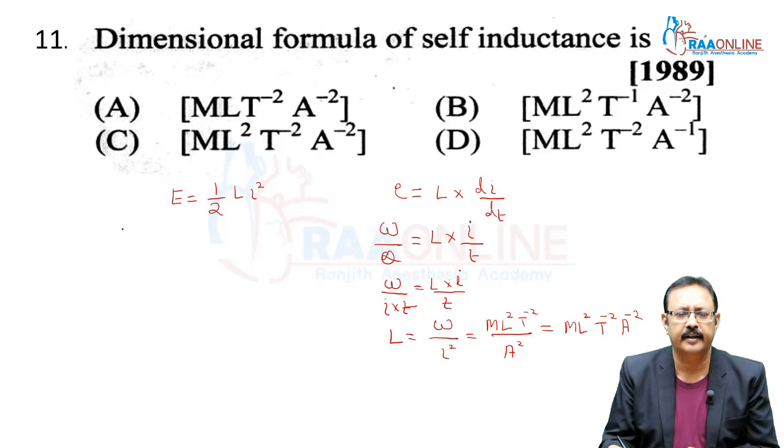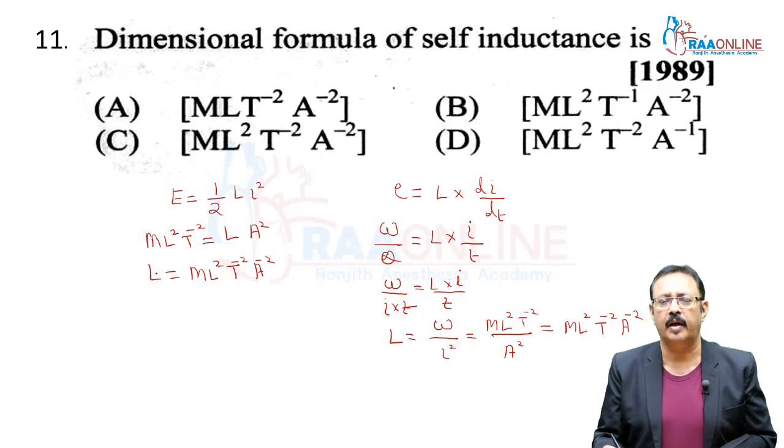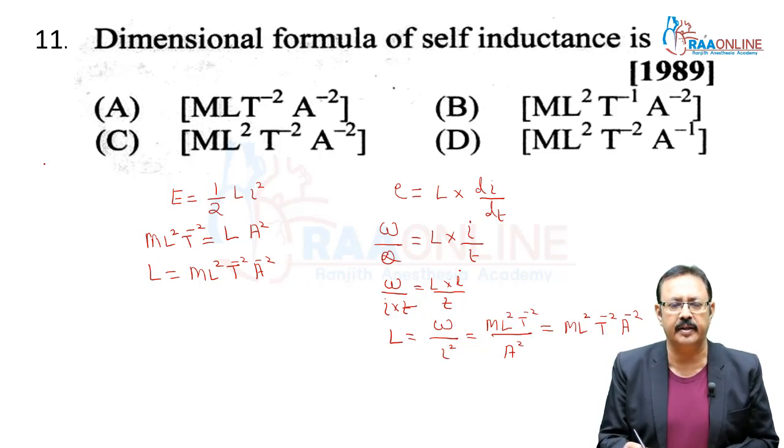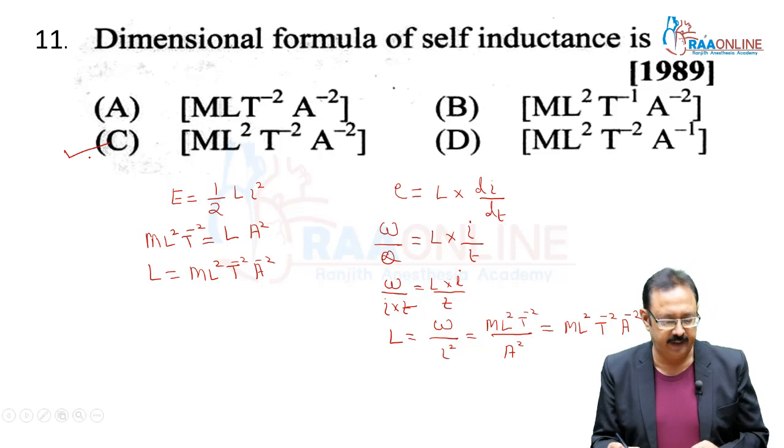What is this? Energy. Energy means work, M L2 T minus 2. One by 2 has no dimension. I means current, take the square that side. Same thing you are getting again, M L2 T minus 2 A minus 2. So M L2 T minus 2 A minus 2. So we are going with C.